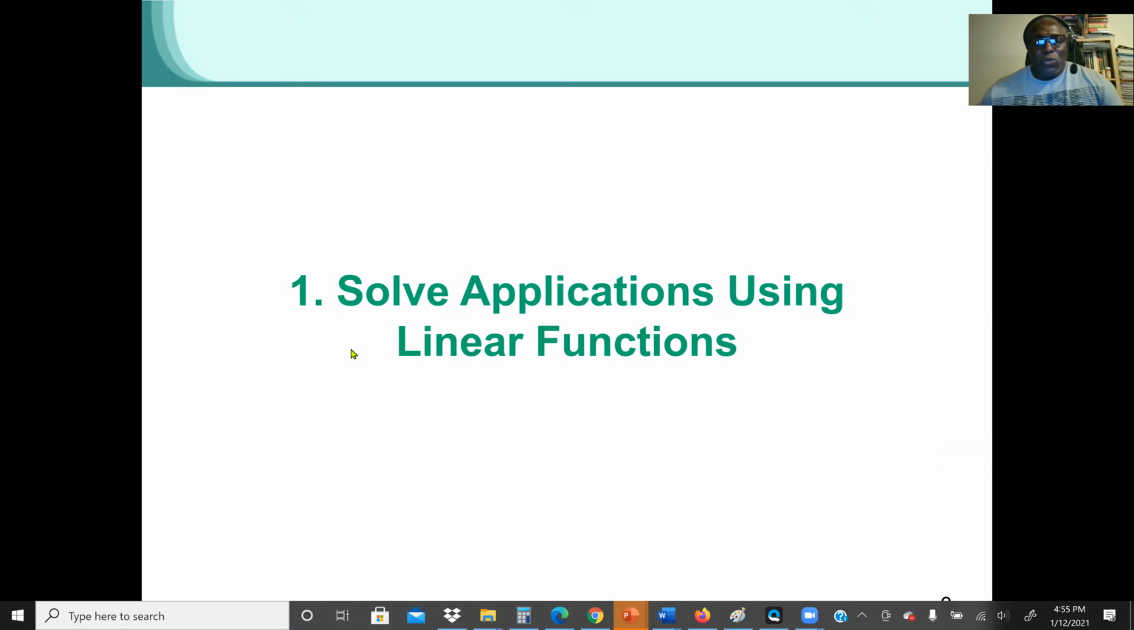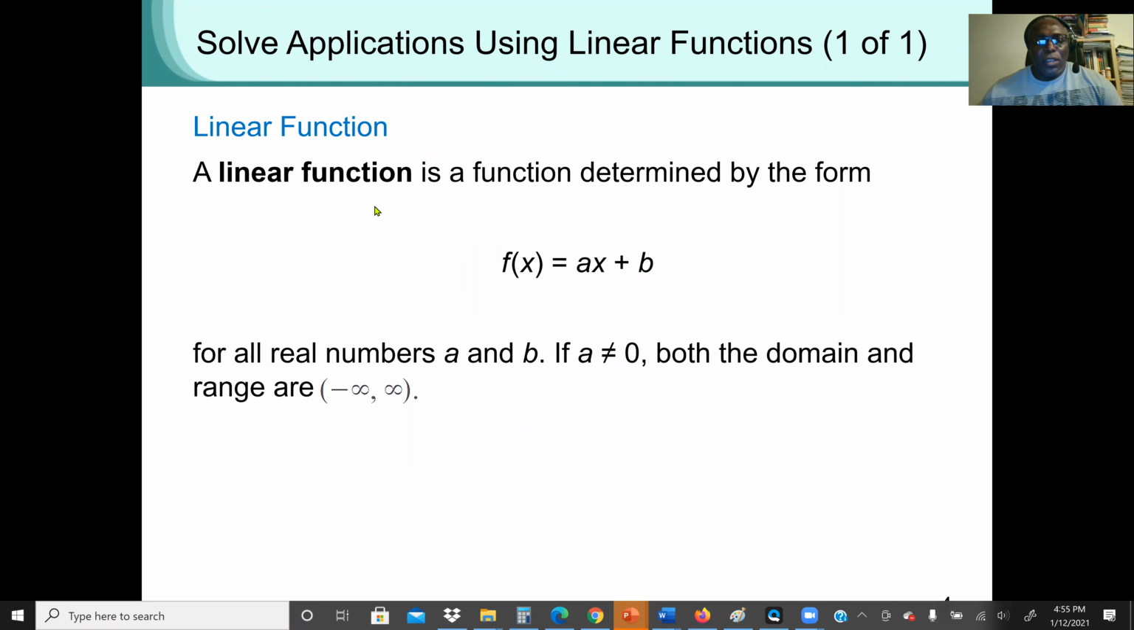So first we start with solving applications using a linear function. Here we see a linear function is a function that is determined by the following form: f(x) = ax + b. a and b can be any value, but a cannot be 0 because if a is 0, then we don't have x anymore.